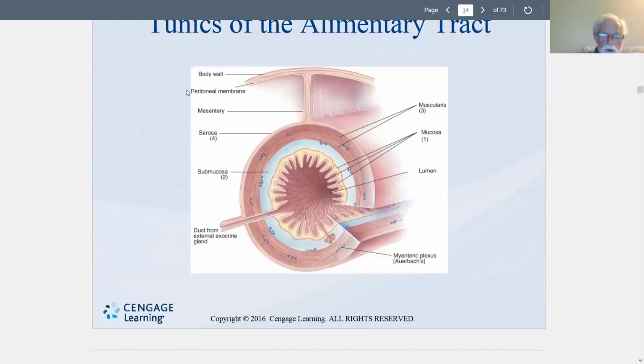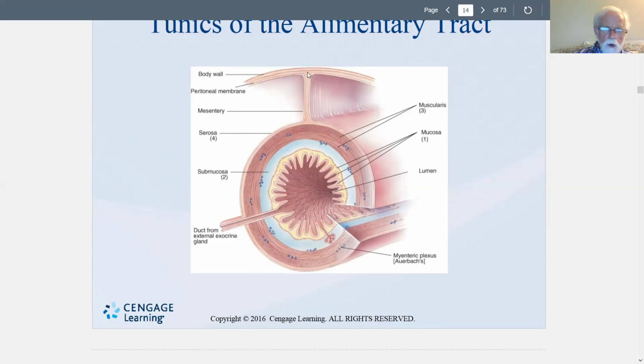So we're looking here at the coats. We have the mucosa, we have the submucosa layer, and then we have the lumen, which is the opening, same as in our syringes. We have ducts that come from the glands outside, the exocrine glands.